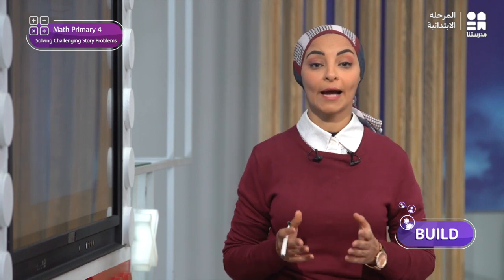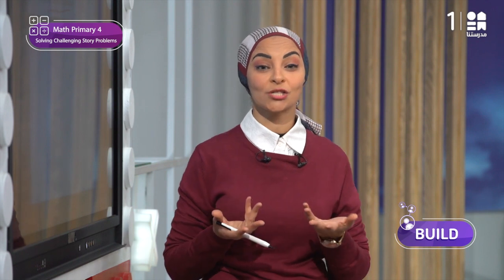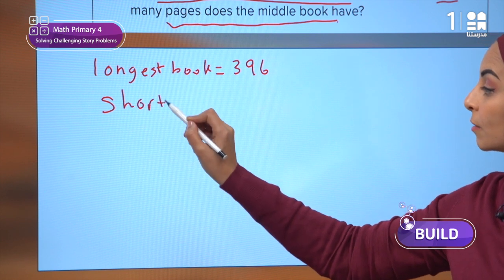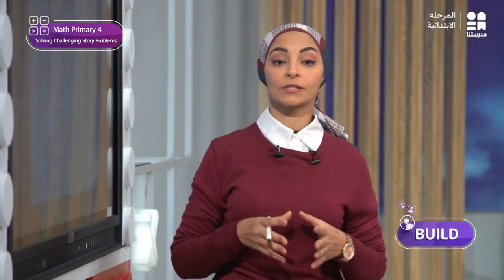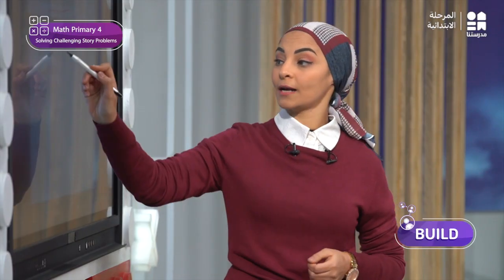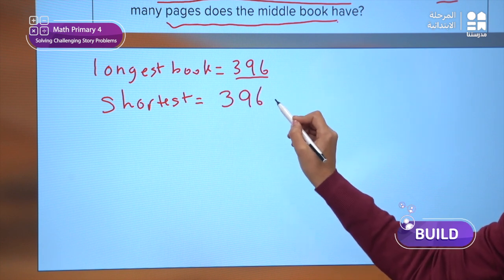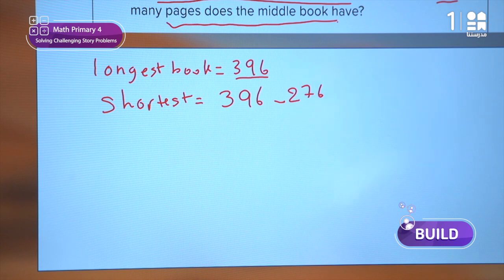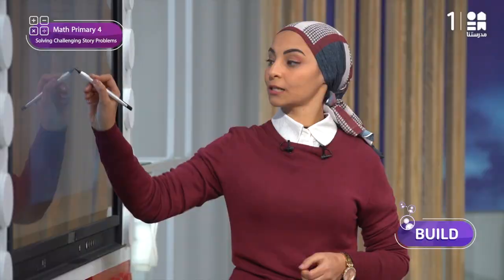So what's the first thing we need to do? Now we need to know how many pages are in the shortest book. Let's do this. The shortest book equals what? Yes, it told me 276 fewer than this number. So I will do 396 minus 276, right? Okay. If I subtract these two numbers, the answer will be 120.